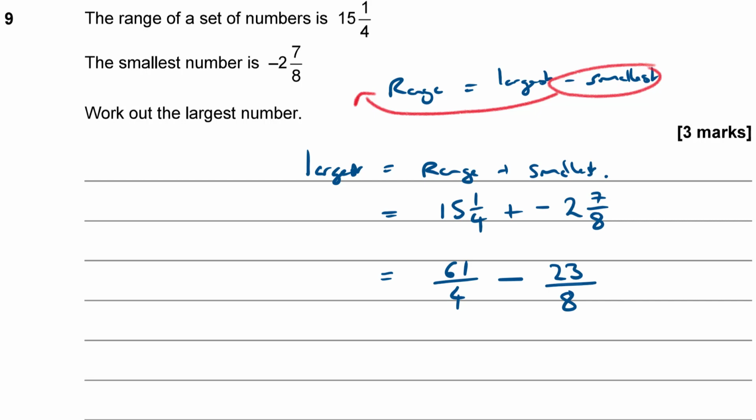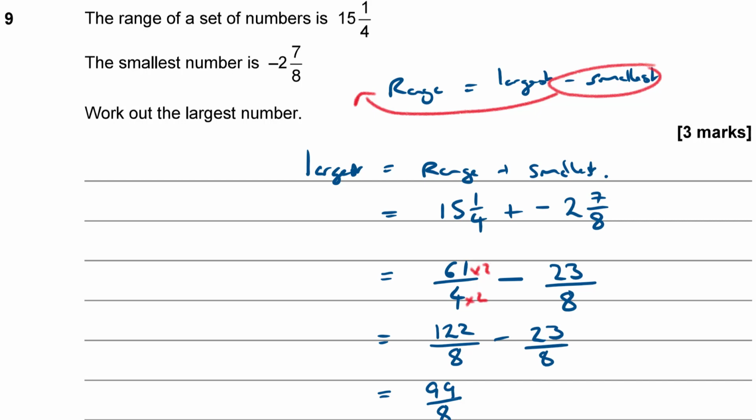Okay, so subtraction, I need a common denominator, so just doubling up those two numbers there, so we change it into an equivalent fraction over 8. So 61 times 2 is 122 eighths. So 122 eighths minus 23 eighths. So subtracting numerators, that's going to give me 99 over 8.